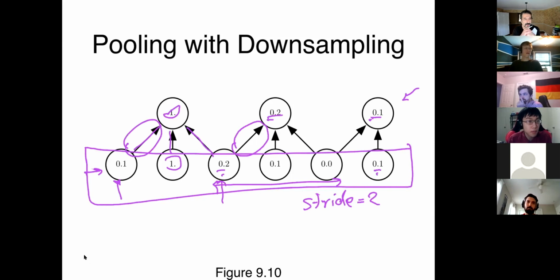So basically, one interpretation of this is that we just throw away these smaller values, which might not be important, right? So in the next layer, we only use these bigger values, like 1, 0.2, 0.1. We got rid of these small values.